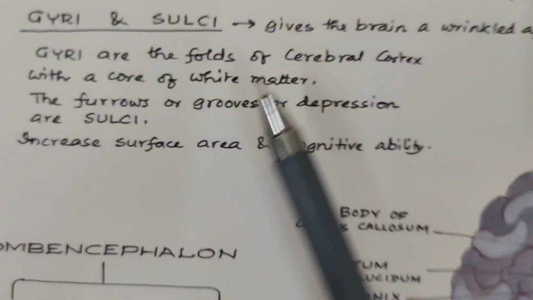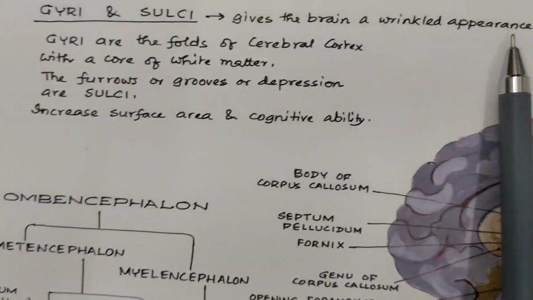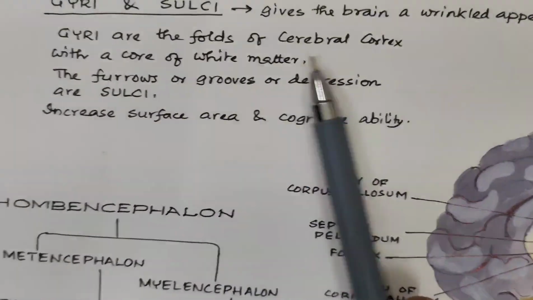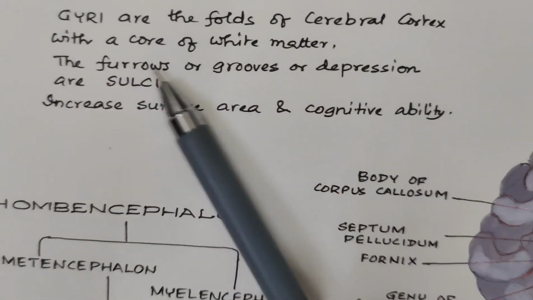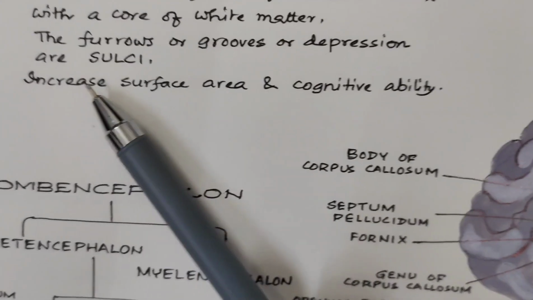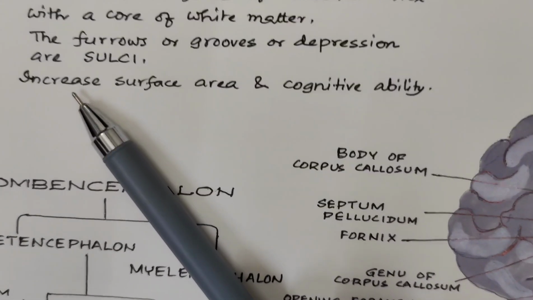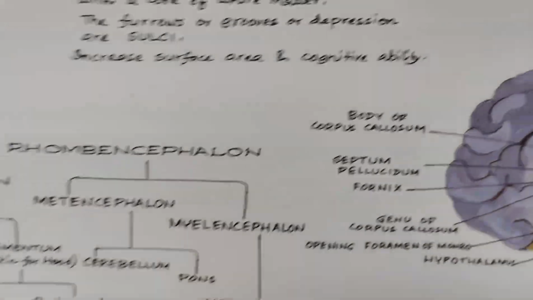The gyri and sulci, probably you may know it. What are the gyri and sulci? They give the brain a wrinkled appearance. Gyri are the folds of the cerebral cortex with a core of white matter, and the furrows or grooves or depressions are called sulci. These gyri and sulci increase the surface area and cognitive ability of a person.